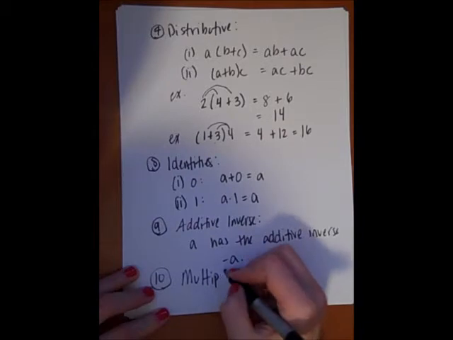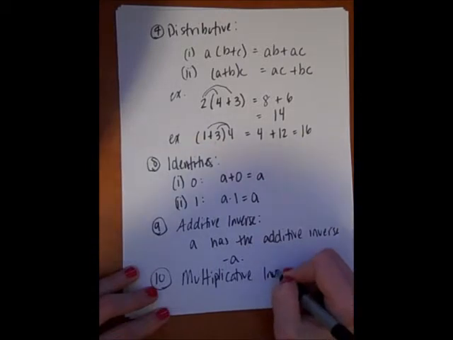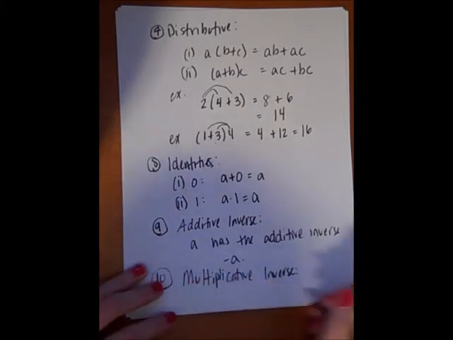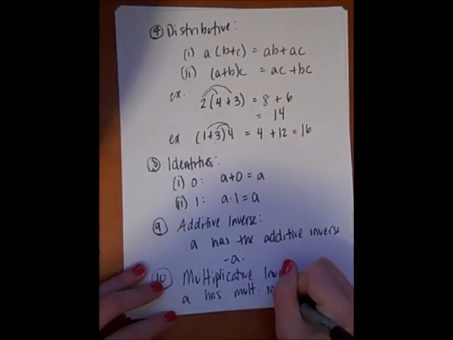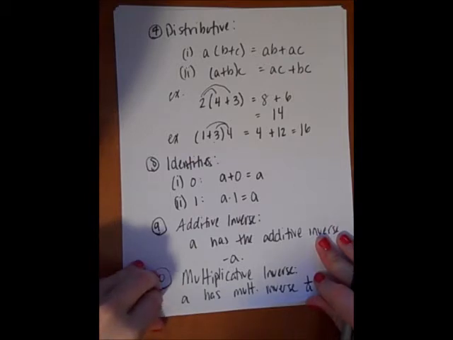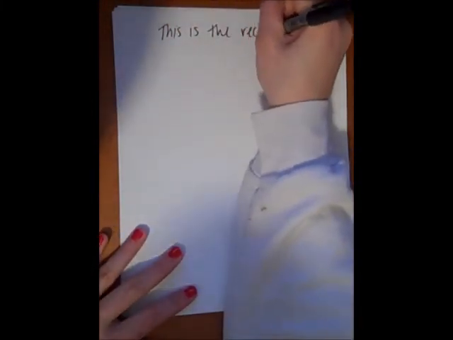We also have, lastly, the multiplicative inverse. So with the additive inverse, it was whatever you had to add to get 0. The multiplicative inverse is whatever you have to multiply by to get 1. So the multiplicative inverse: A has multiplicative inverse 1 over A. This is also called the reciprocal. So anytime you're looking at 1 over A, that's called the reciprocal.